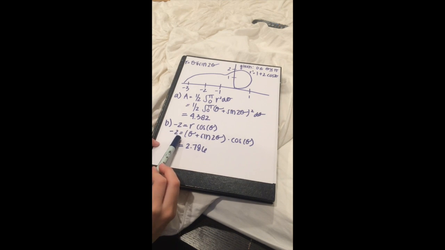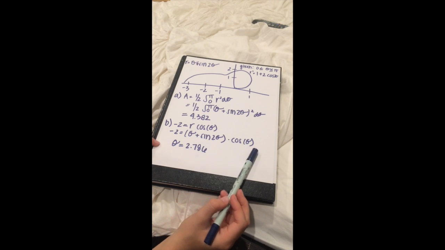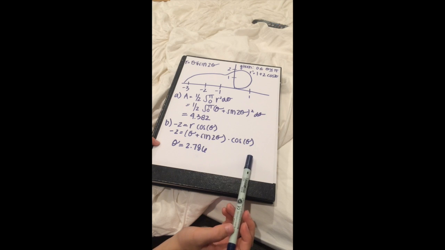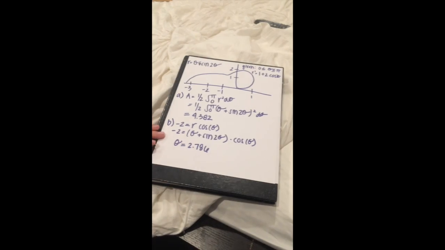So I have -2 is equal to theta plus sine of 2 theta times cosine of theta. I went ahead and plugged this into my calculator, used the solve feature, and solved for theta, and you should get that theta is about 2.786.